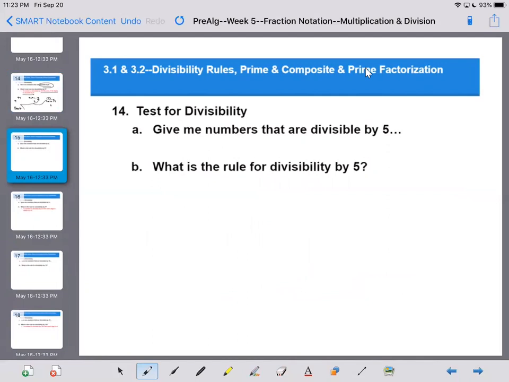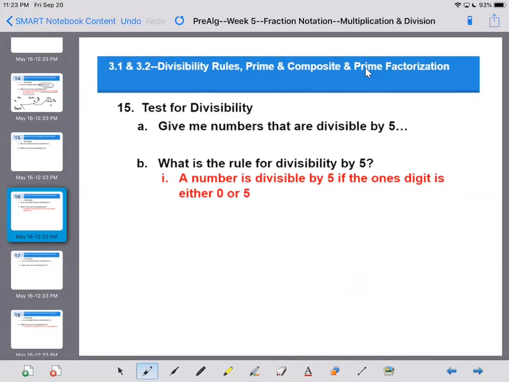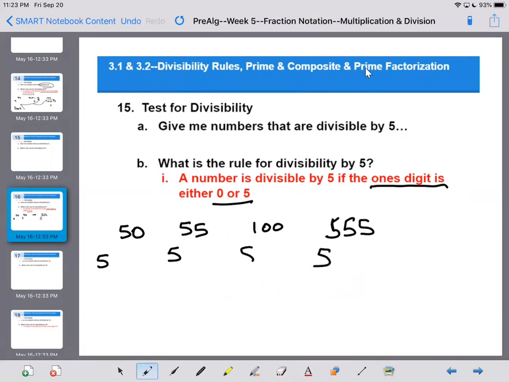Then we can look at 5s. Well, the divisibility rule for 5s: if the ones digit is a 0 or 5. So if we think of 50, well, we know 5 will divide 50, but we know 5 will also divide 55. We know that 5 will divide 100, and we also know that 5 will also divide 555. So you're just looking at the ones digit here, and if you see a 0 or a 5, you know that 5 will divide it.